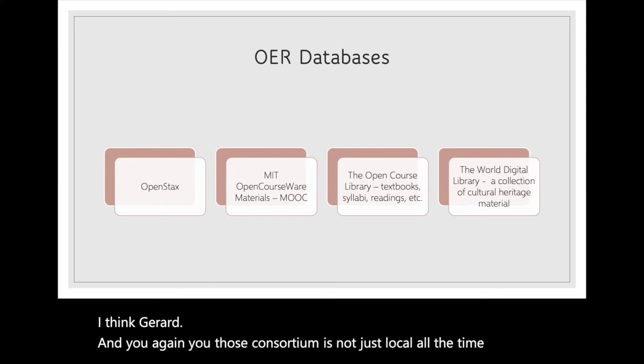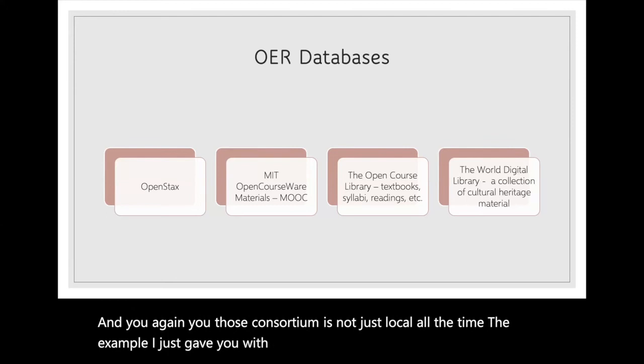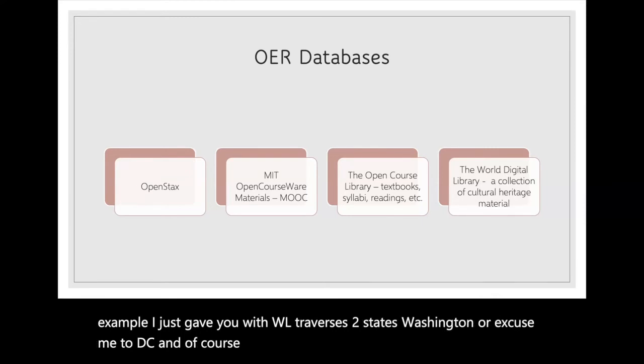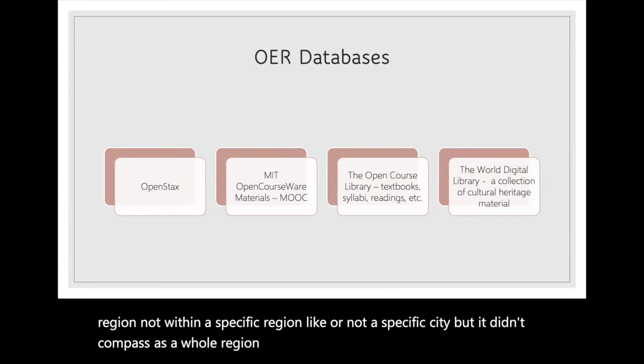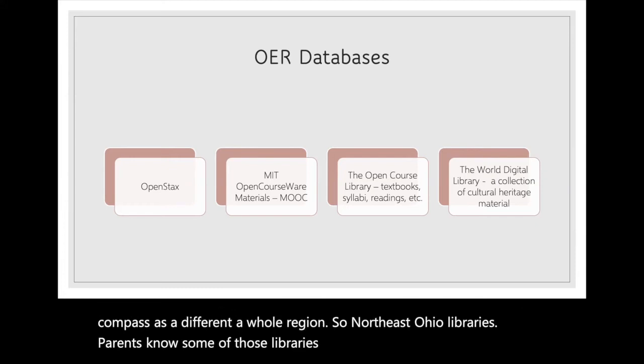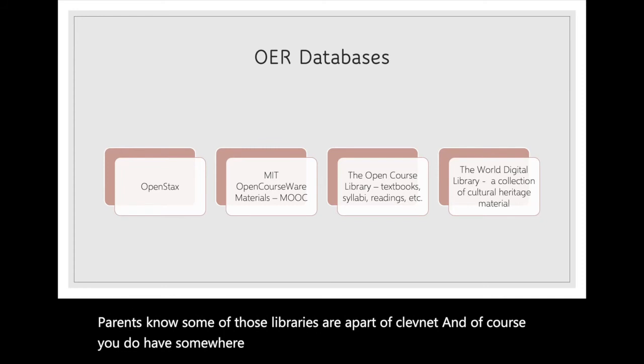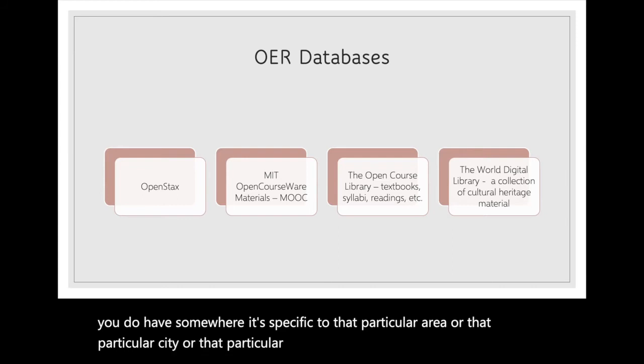The example I just gave you with WRLC traverses two states, Washington, or excuse me, the District of Columbia and of course Virginia. CleveNet is in Ohio, but it's not within a specific city; it encompasses a whole region. So Northeast Ohio libraries, some of those libraries are a part of CleveNet. And of course, you do have some where it's specific to that particular area or that particular city, or that particular state. So it can either be local, it can be state, it can be regional.